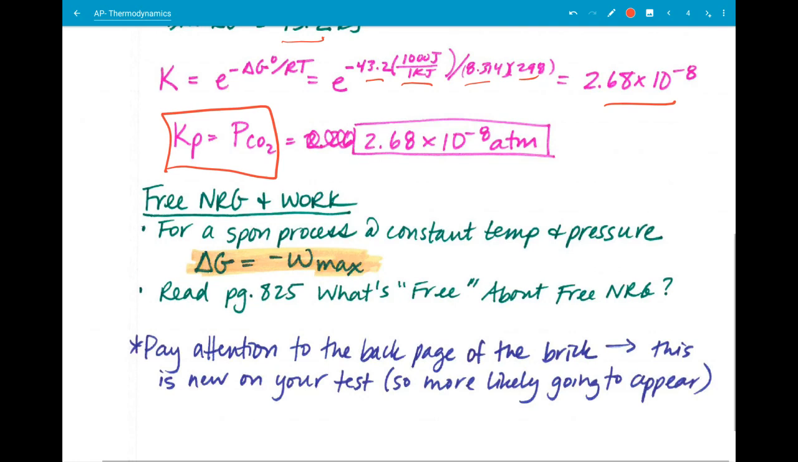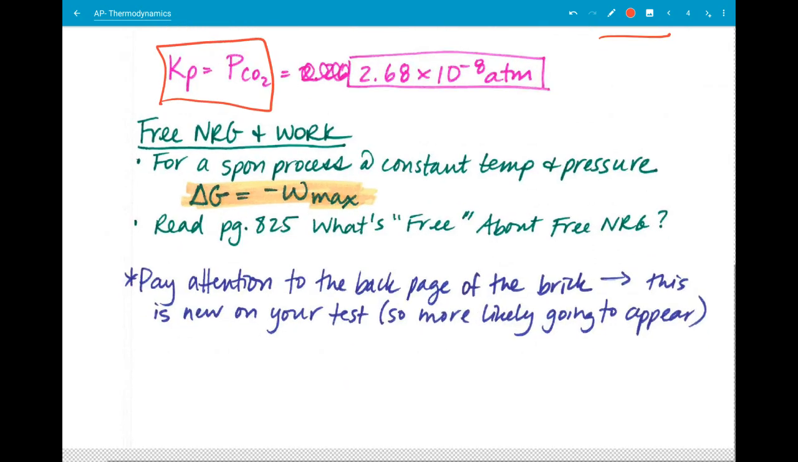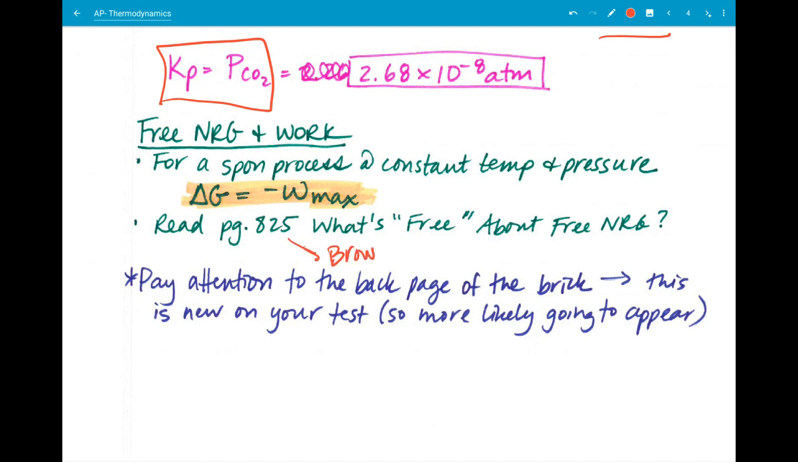And lastly, free energy and work. For a spontaneous process at constant temperature and pressure, delta G equals negative work max. This is for the Brown and LeMay book, so don't worry about that. Okay, so that is thermo in a nutshell.